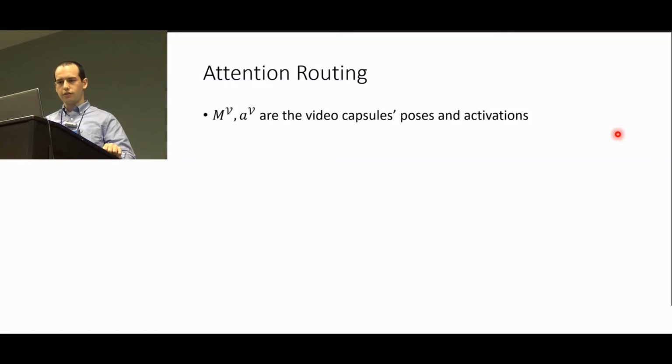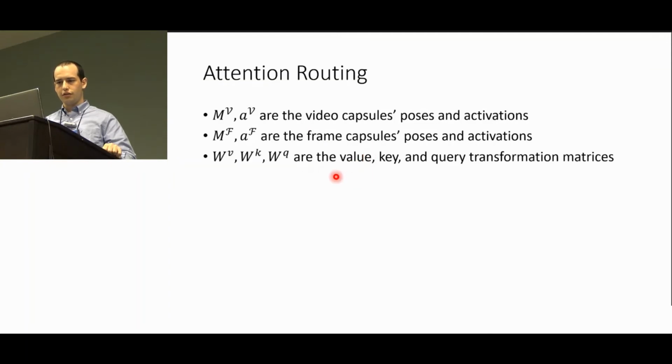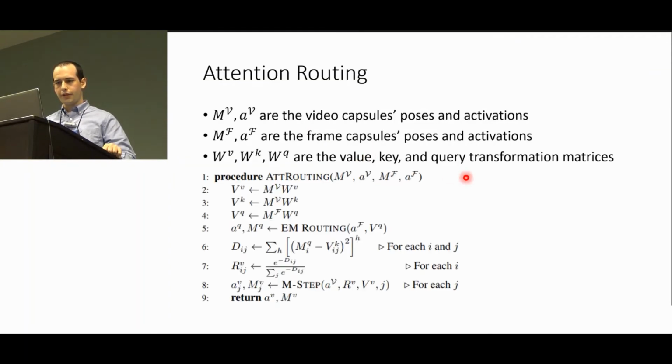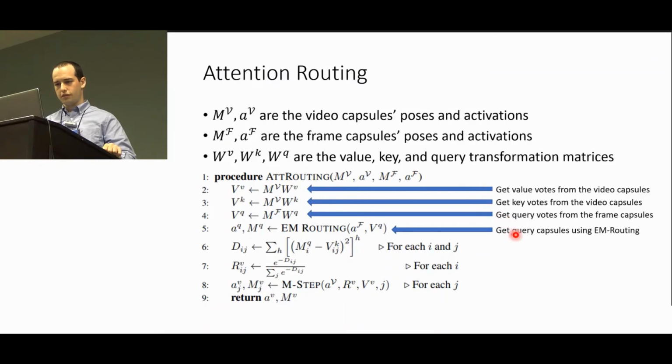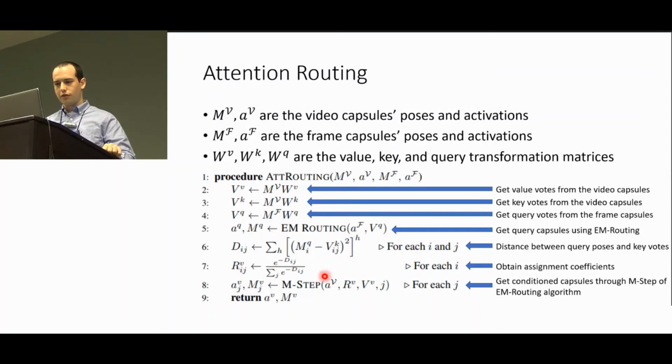So I'll go over the algorithm now. We're given a set of video capsules, a set of frame capsules, and the different transformation matrices for the value, key, and query. So we get the different value votes, key votes, and query votes. We pass the query votes into the EM routing algorithm to get the query capsules. We compute the distances between the query and the key. We get the assignment coefficients through the softmax operation. Then we pass the assignment coefficients and the value votes into the M step of the EM algorithm. So at the end, we have capsules representing the object of interest throughout the video.